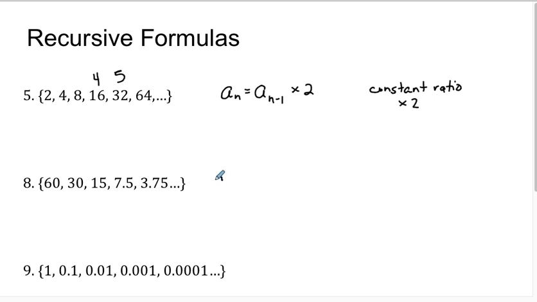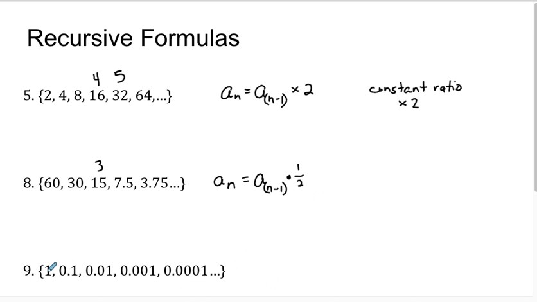Okay. Here in this one, I'd say, hey, for any position, so maybe 3rd here, 15, well, I look at the one before, look at a sub n minus 1. I should technically put these in parentheses. There we go. And I'm dividing it by 2. So I could do divide by 2, or I like to say multiply by a half.